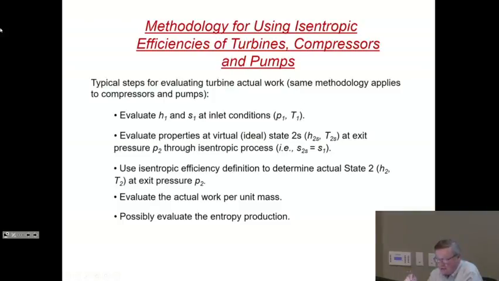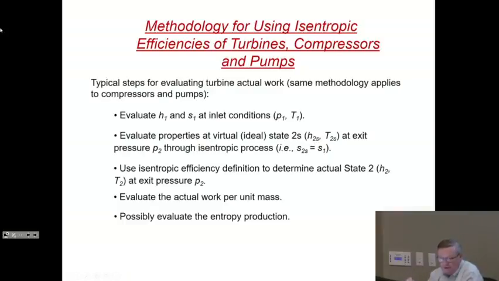The next step you do is you assume virtually that your turbine is idealized. So then you calculate H2s, so you find your state 2s for an isentropic transformation that doesn't exist, but you make it up. And you get H2s and T2s at the exit pressure as measured by an isentropic process. In other words, S2s is S1.